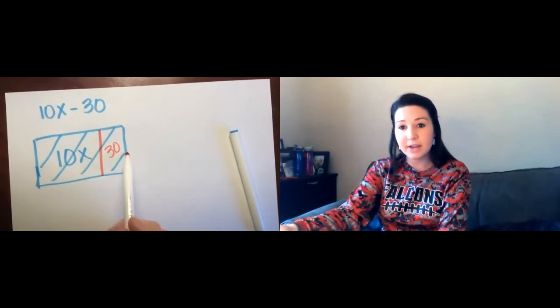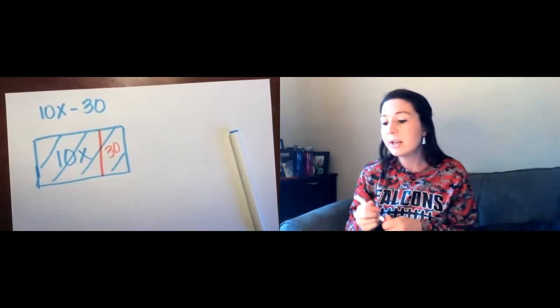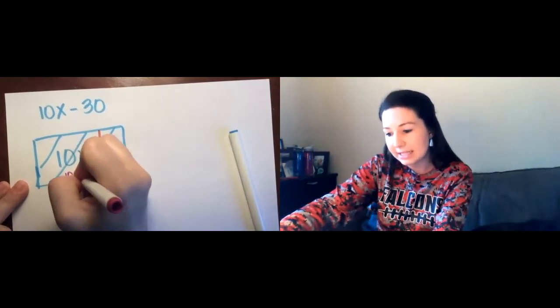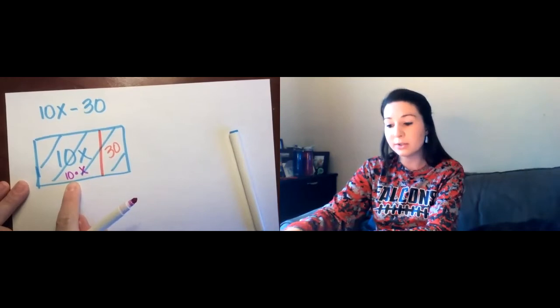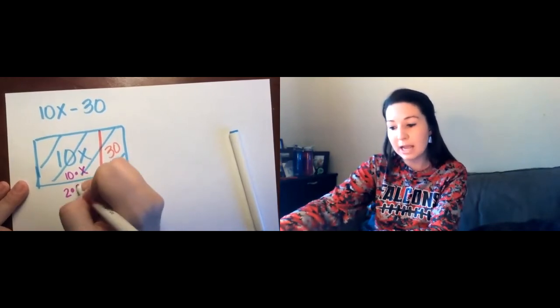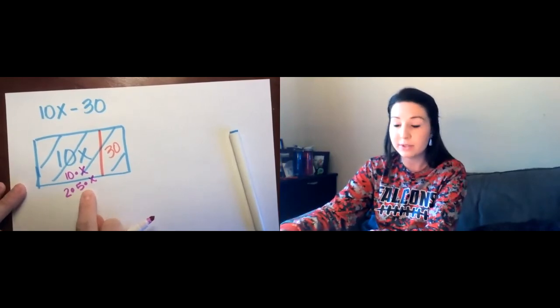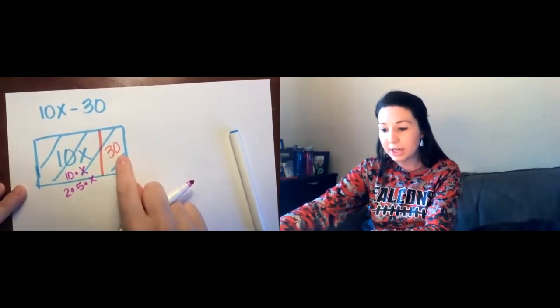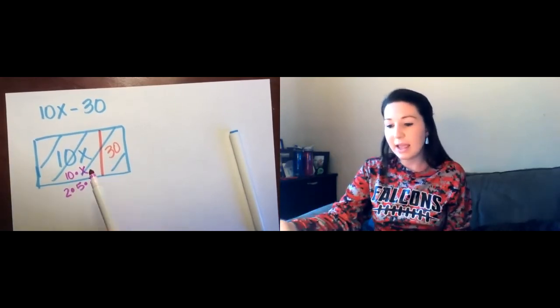But we're still needing to find a common factor between these two expressions. So this, remember, is 10 times x. So we know that 10 is a factor. We could also say that this could be 2 times 5 times x. So we could pull out a factor of 2 or 5 as well. So looking at 30, what are some factors that 30 and 10 have in common?